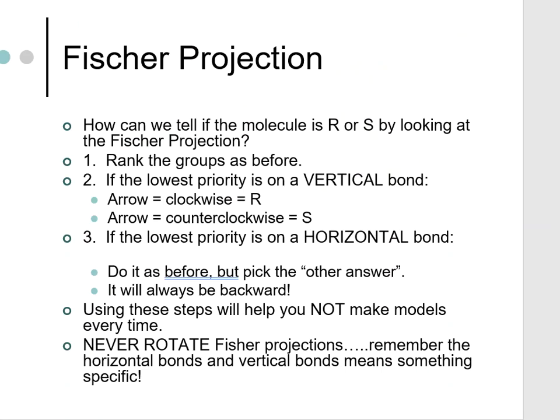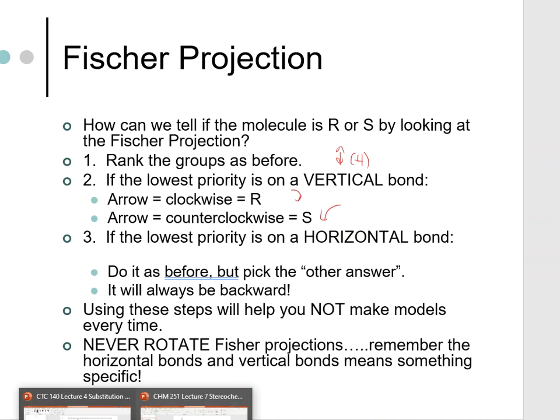So here were the rules of a Fischer projection when we talked about them back in the day. I mean, it seems like back in the day, but it was probably very recent. Who knows? But it says if the lowest priority is on a vertical bond, and a vertical bond goes straight up and straight down, and the lowest priority typically is hydrogen, but it doesn't have to be, just whichever one has the lowest atomic number, if it goes clockwise, it's R. And that's kind of what we would expect. And if it goes counterclockwise, it is S. And again, that's kind of what we expect.